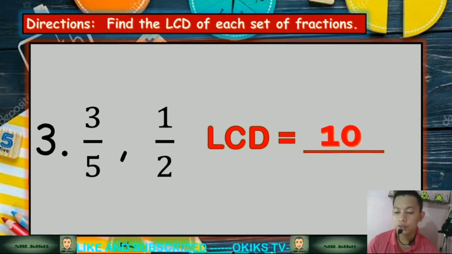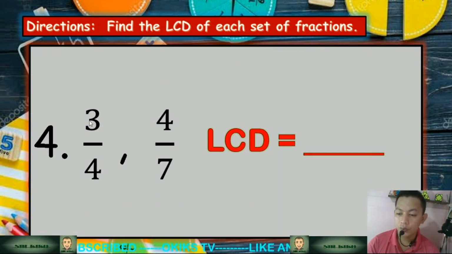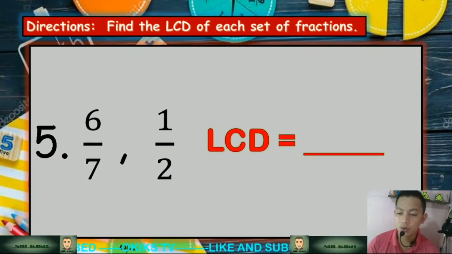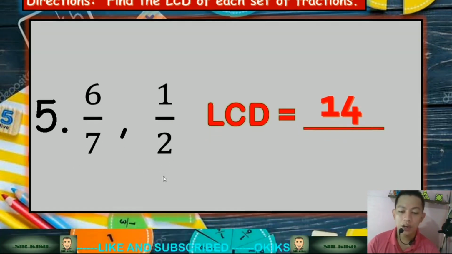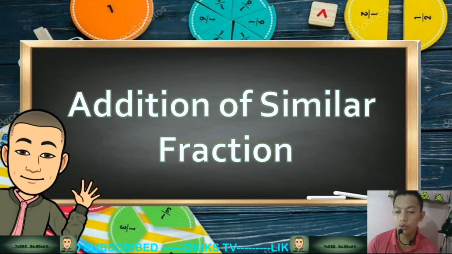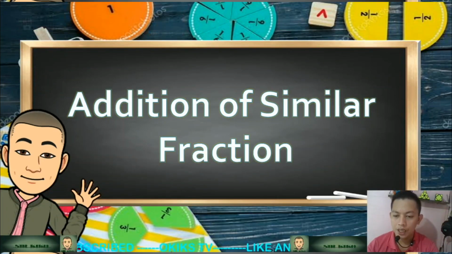Very good. Next, number 4. We have 3/4 and 4/7. So the LCD of 4 and 7 is 28. Next, number 5, last. We have 6/7 and 1 half. So the LCD of 7 and 2 is 14. Very good. So now, we already know how to find the LCD of set of fraction. So let's proceed in addition of similar fraction.